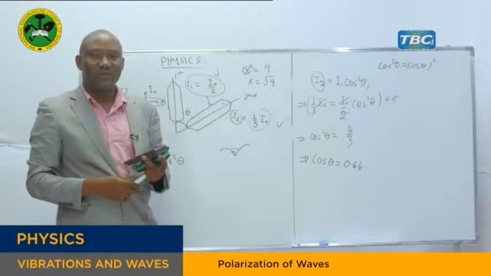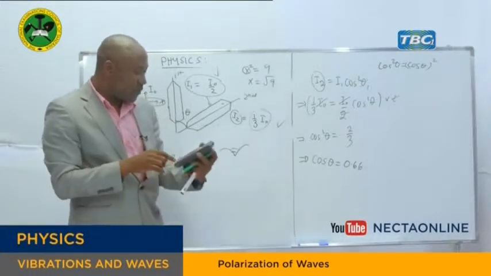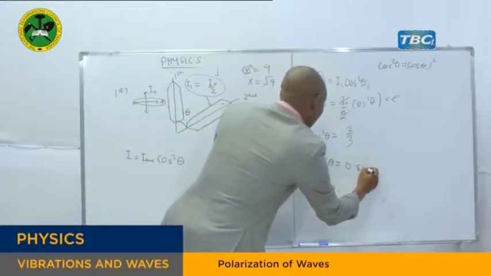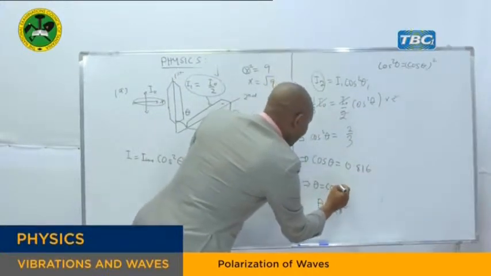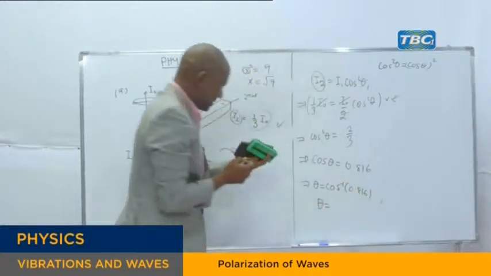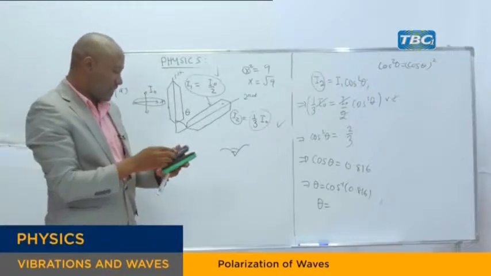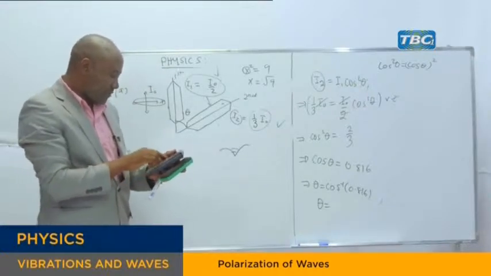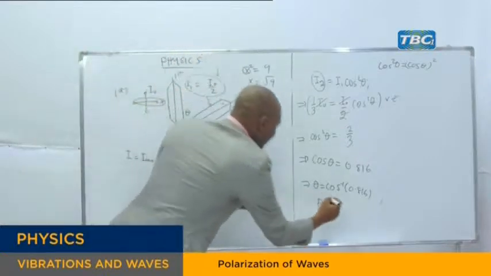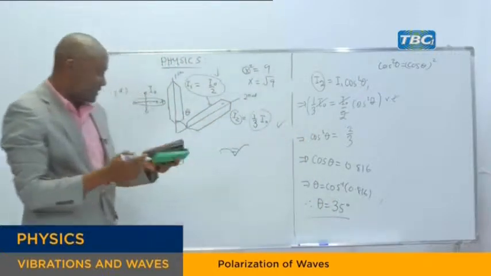This approximation will lead to the wrong answer. So you can use the calculator and automatically find the cos inverse. Cos inverse of 0.816. How much is that? Make sure that the calculator is in the proper mode. So cos inverse, it is 35 degrees, approximately 35.26.